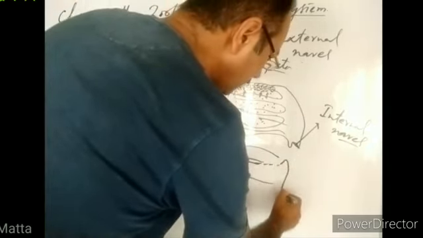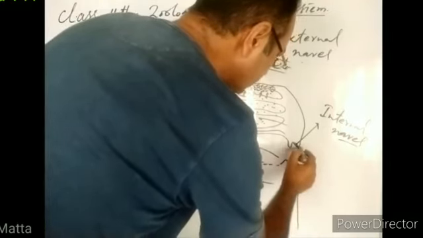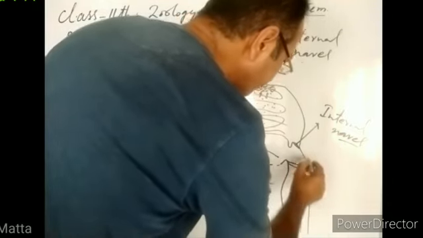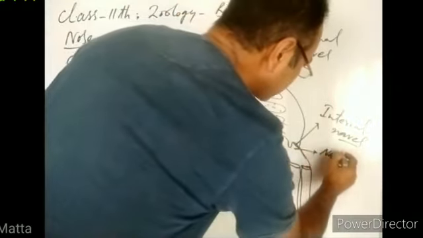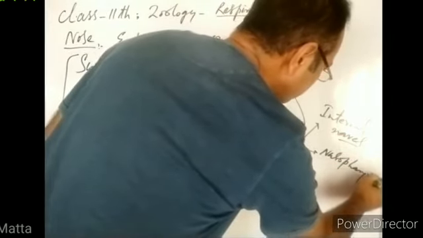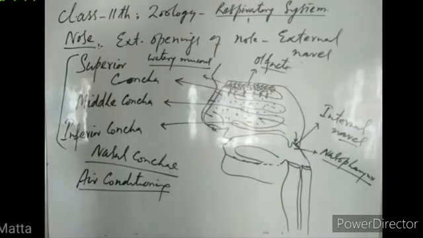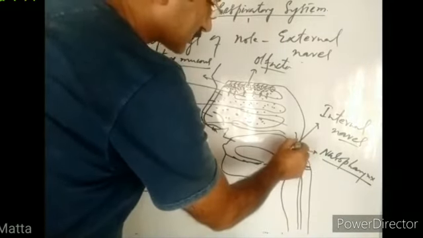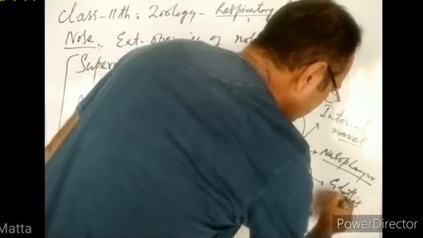We have discussed this posterior part of the pharynx. It is known as the nasopharynx. So internal nares open into the upper part of the pharynx, known as nasopharynx. Then from the nasopharynx, this inhaled air enters into the glottis, the opening of the trachea or larynx. This is known as glottis.